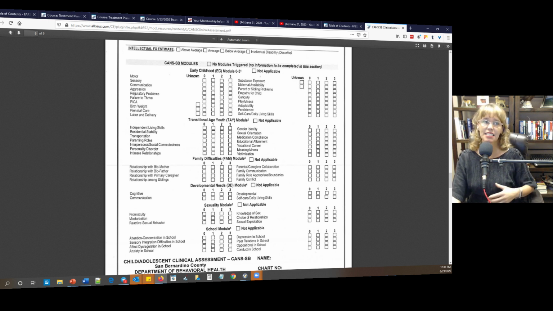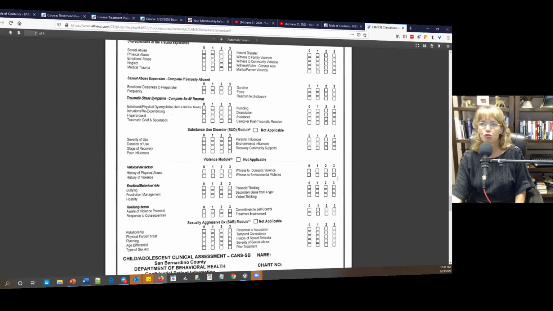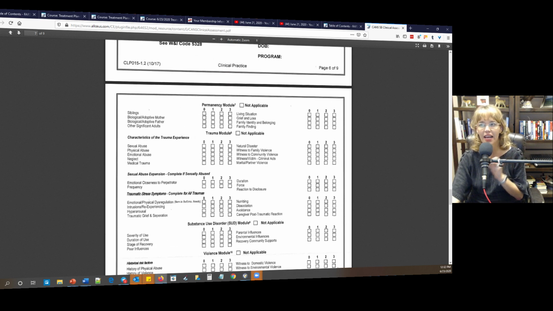talking about. In the CANS, instead of breaking it down by depression, hyperaffect, and so on, like the FARS does, it breaks it down into early childhood, transitional age youth, and then it talks about different issues in each place: family difficulties, developmental needs, sexuality, trauma issues, substance use, violence. So the CANS really is designed to be trauma focused. And obviously the C stands for child, so this one is for use on people under the age of 18. But it does give you a lot of different areas to identify that the person may be struggling with or that may be contributing to their current issues.